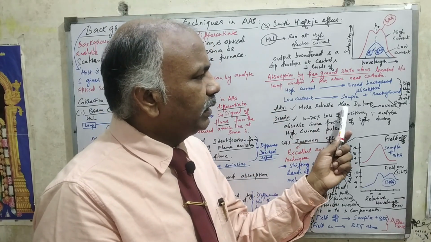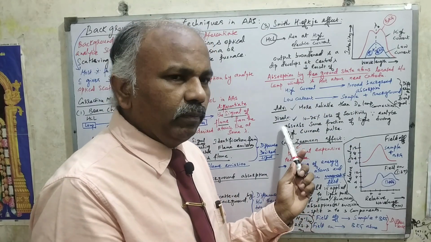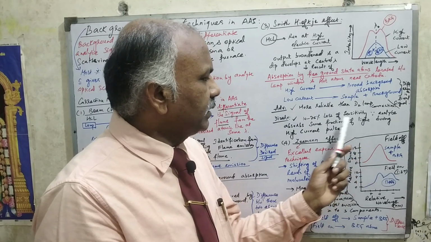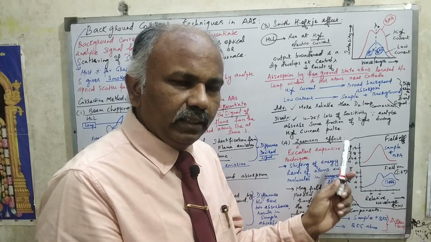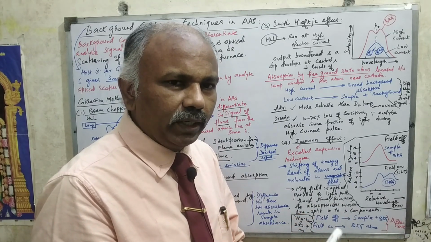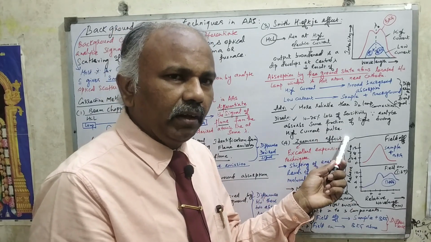It is more reliable than deuterium lamp correction, but it is less expensive. And the disadvantage is 10 to 75% loss of sensitivity because the analyte absorbs some fraction of light during the high current pulse. When you apply the high current pulse, automatically the sample also absorbs some quantity of the light radiation, right? So that is one of the drawbacks, and sensitivity will be lost, right?